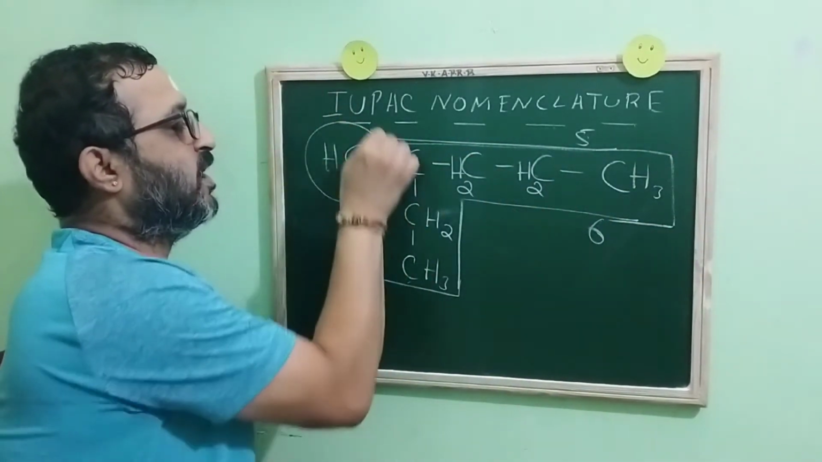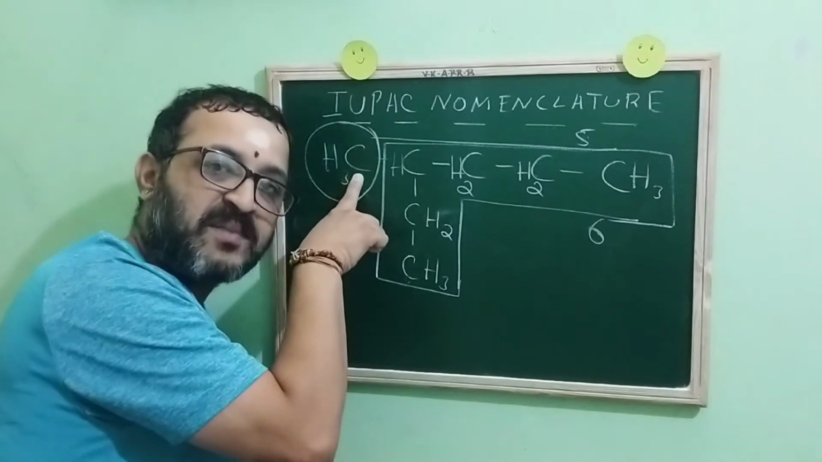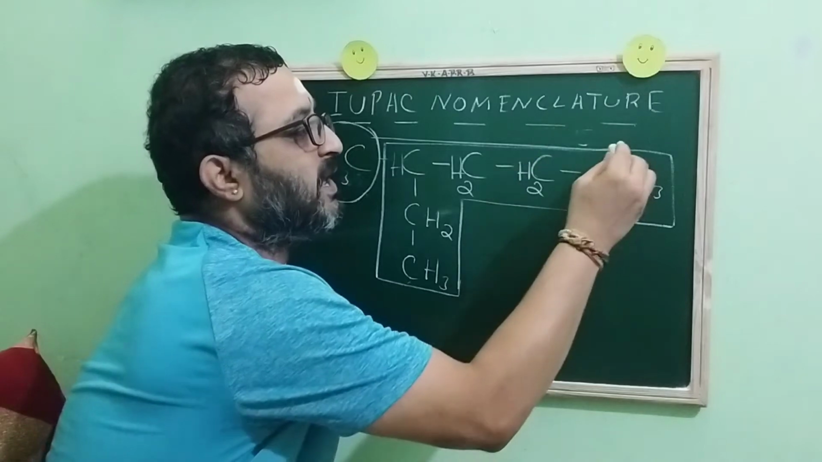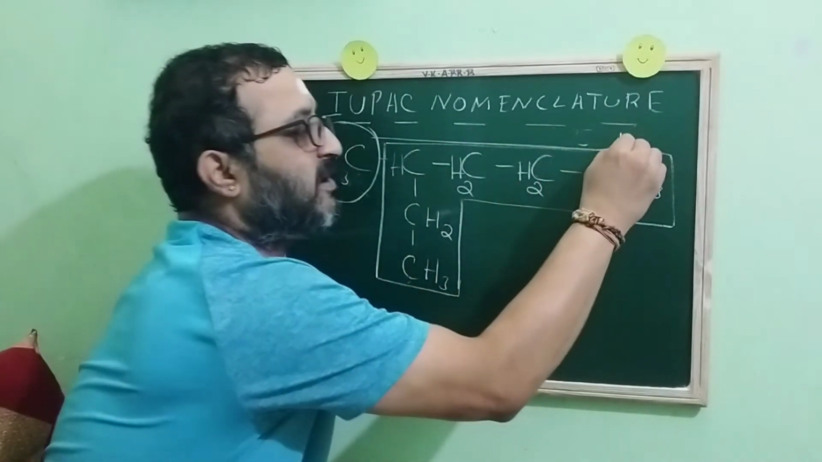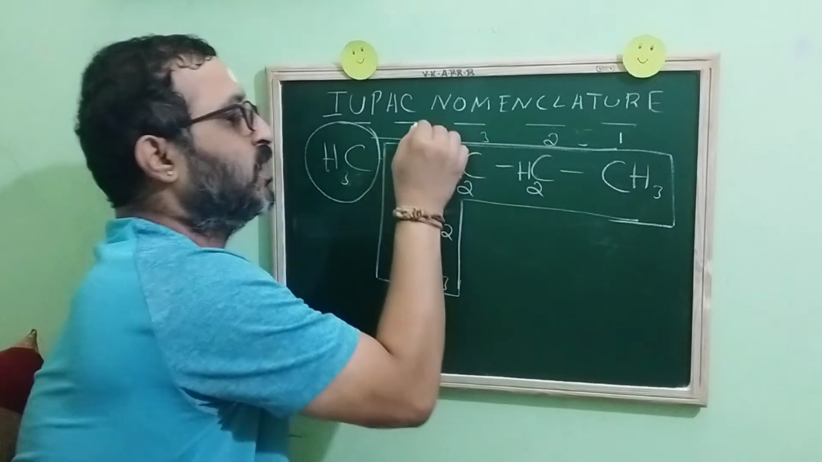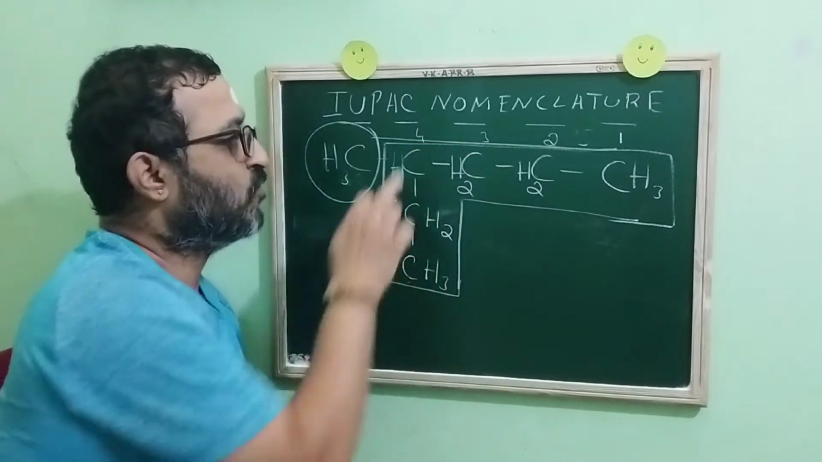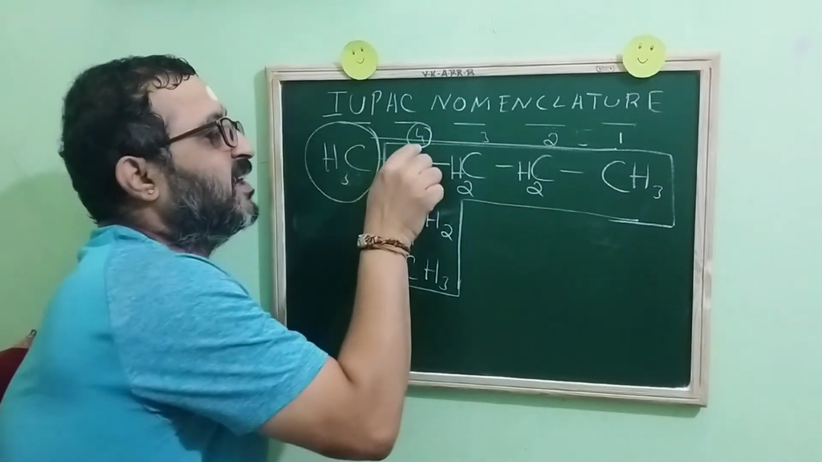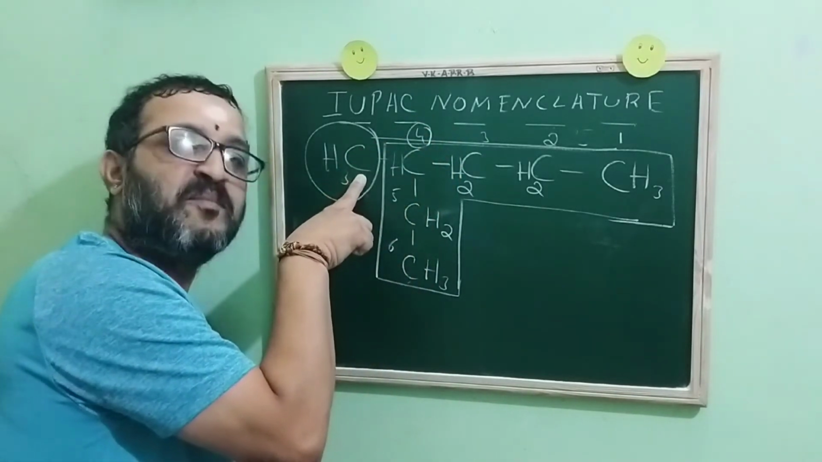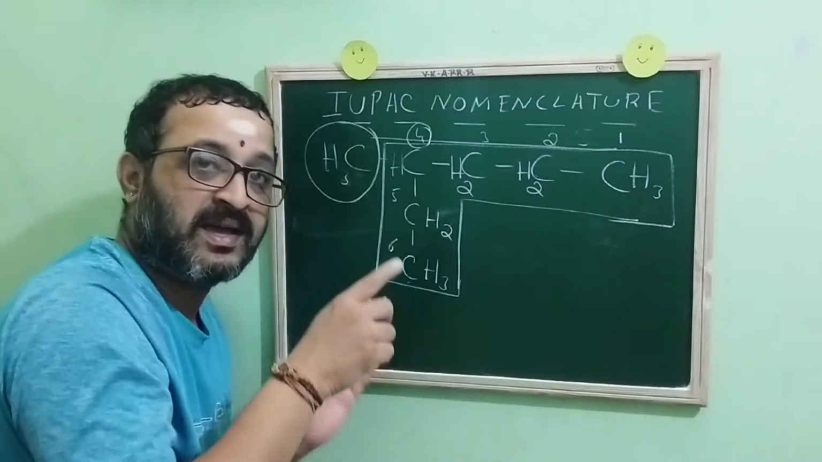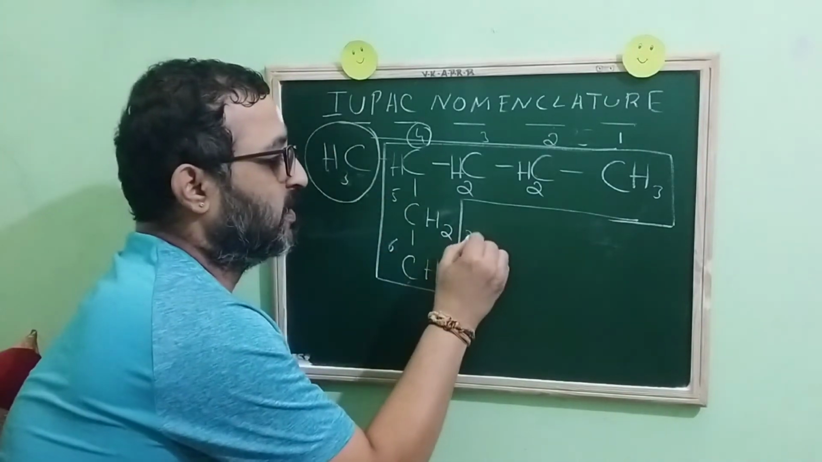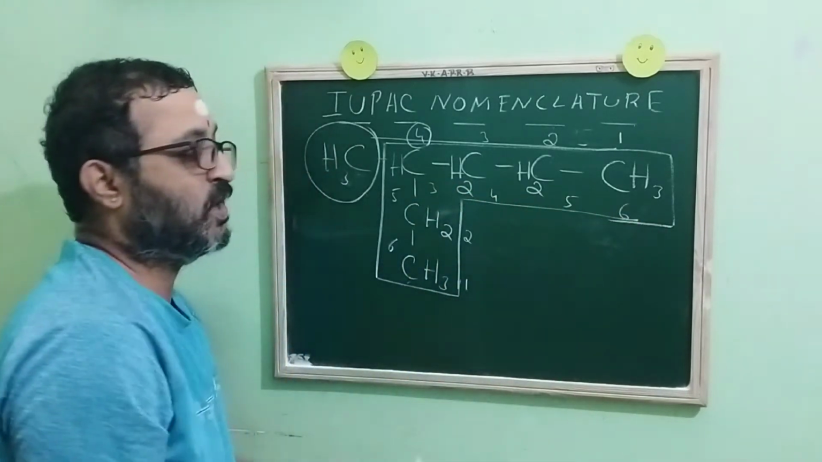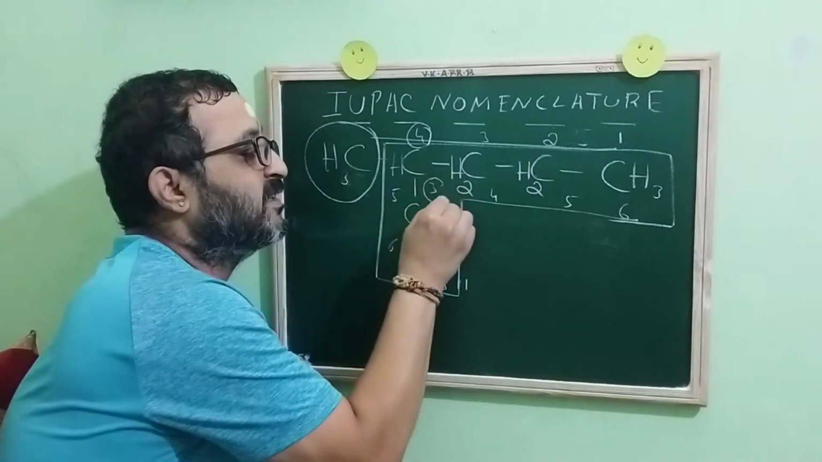To this parent chain, what is attached? A methyl group is attached. The next thing is we have to do the numbering. How to do the numbering? Right to left and left to right. I will try right to left: 1, 2, 3, 4, 5, 6. For which number do I have to put a circle? Yes, you are right. The fourth one. Why? Because to the fourth carbon, methyl is attached. Let me do the numbering from left to right: 1, 2, 3, 4, 5, 6. For which number do I have to put a circle? The third one.